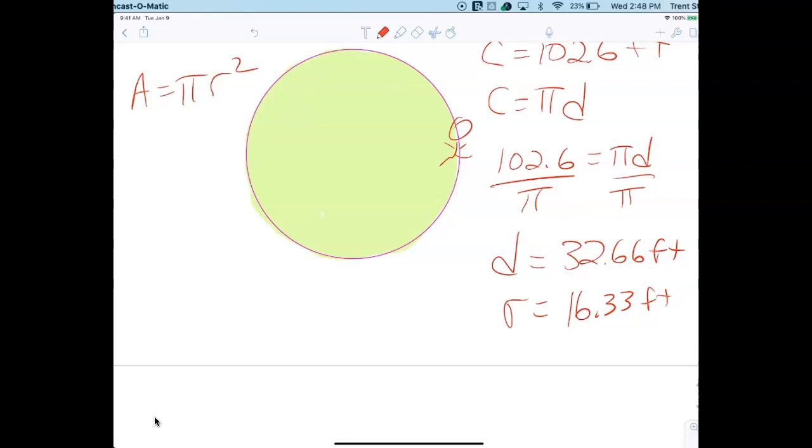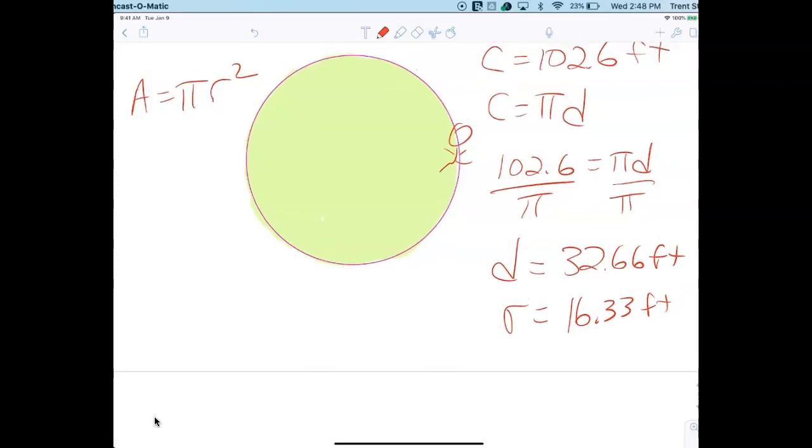Now, how do I find the area? Finish it off. Pi r squared. So, what's the radius? 16.33. Right, so now you just have to say it correctly. What goes first in your calculator? Pi times. There you go. So the area of that cross section would be 837.777 square feet.